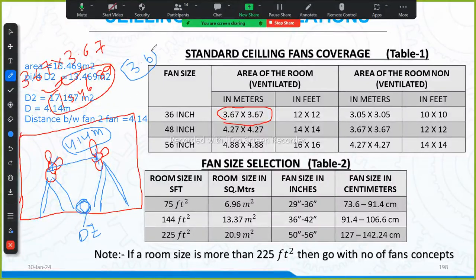So considering this parameter, the standard distance between fan to fan is 3.5 or 3.6 meters at maximum, and the distance between the wall and the fan is half, that is d by 2. If you take d by 2, that is around 1.75, which we take as the maximum. The minimum distance between wall and fan is 1 meter. The maximum is around 1.75 from wall to fan, and the distance between fan to fan while placing is 3.6 meters.